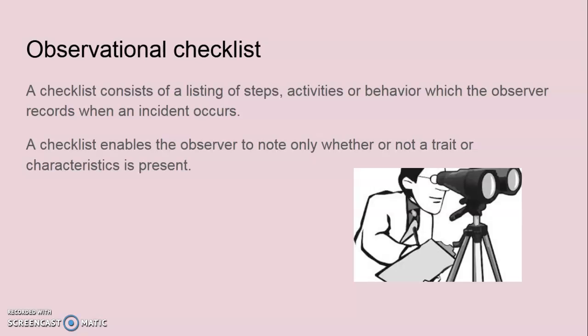A checklist enables the observer to note only whether or not a trait or characteristic is present. So what the observer should do is, from the checklist, whatever has been listed, check whether the student is doing it or not. Whenever the examiner goes as an observer, he can have a checklist as per the skill the student is going to do, so that it can be easily assessed.